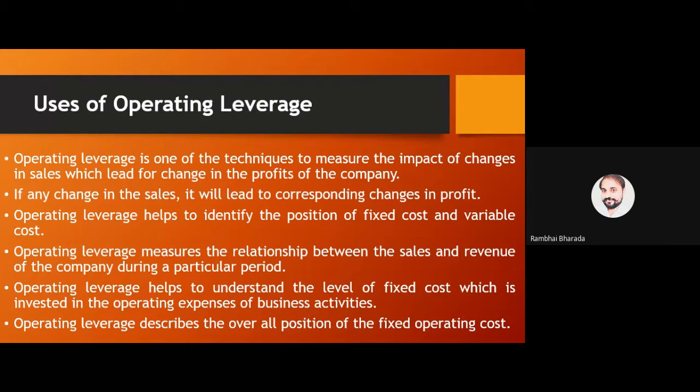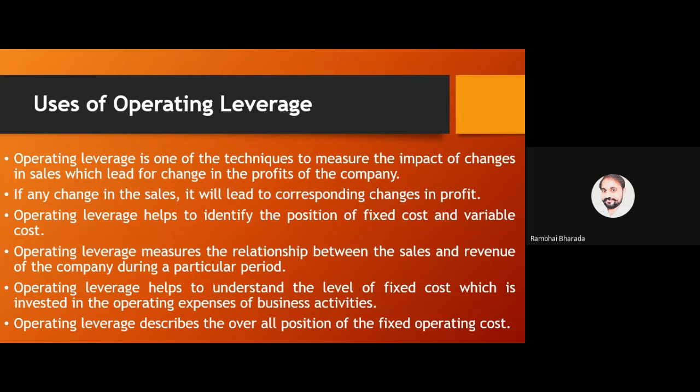If the sales of the company decrease by 40%, the profit will also decrease by 10%. If I say here, if the sales of the company will increase by 60%, definitely profit will increase by 15%. Are we clear? Number 3, operating leverage helps us to identify the proportion of fixed cost and variable cost. Sorry, not a position but proportion of fixed cost and variable cost.